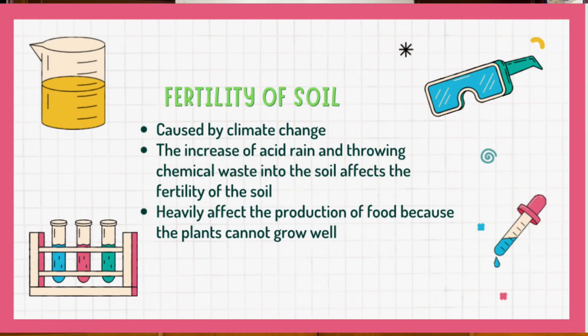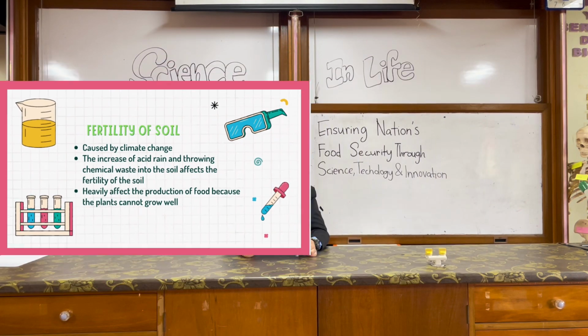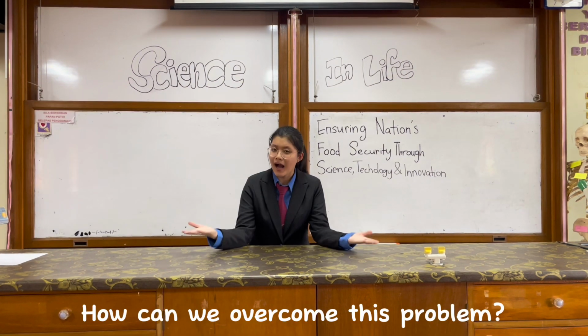Climate change affects the fertility of the soil. The fertility of the soil will be affected by the increase of acid rain and throwing chemical waste into the soil. Infertile soil will heavily affect the production of food as the crops cannot grow well in infertile soil. How can we overcome these problems?